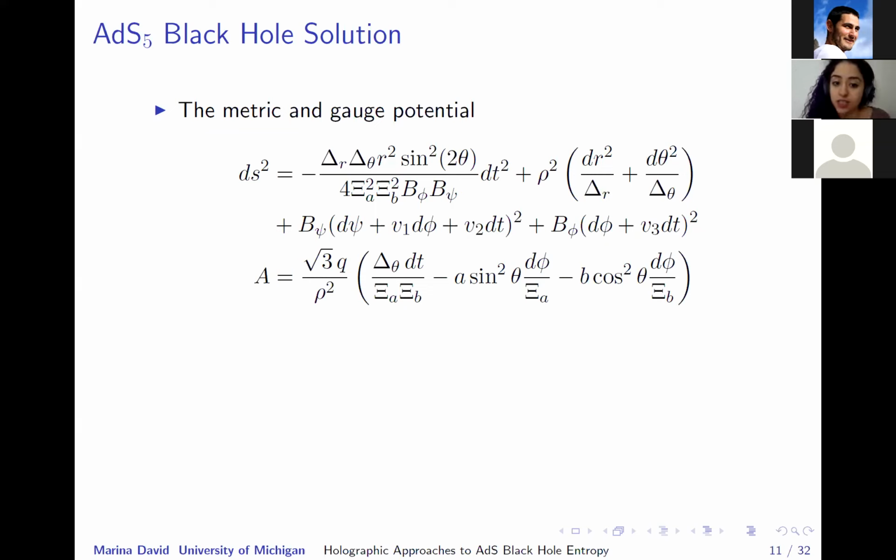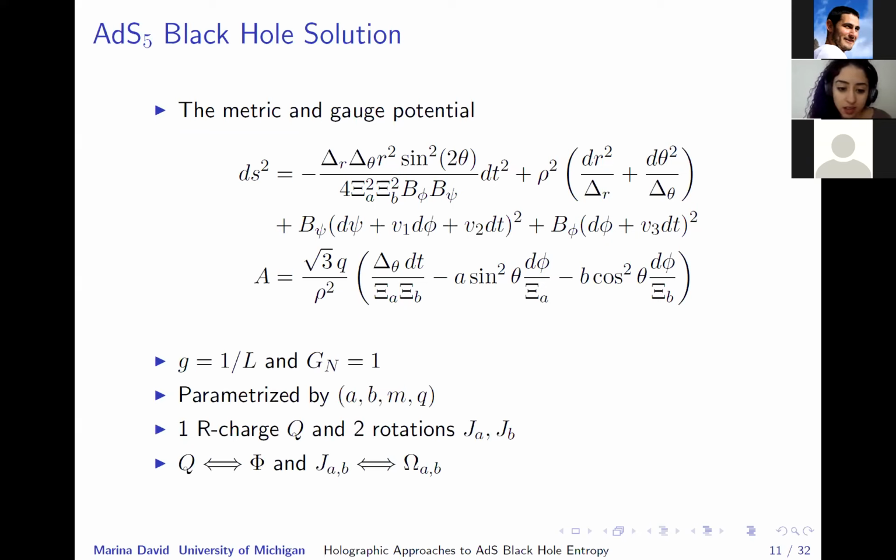For the AdS5 black hole solution, just to give you a sense of what it looks like, I wrote here the metric and the gauge potential. More importantly, we want to look at the parameter space. The solution is parameterized by 4 quantities, a, b, m, and q. a and b characterize the rotation, so in this case there are 2 rotations. m corresponds to the mass, and q corresponds to the charge.